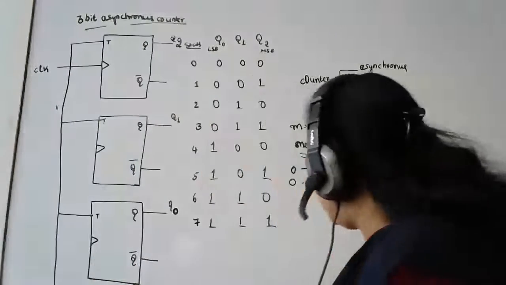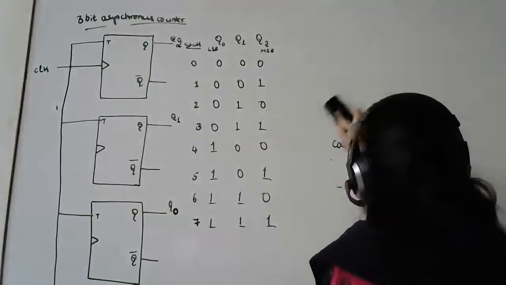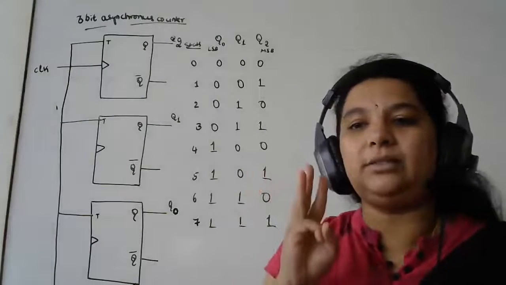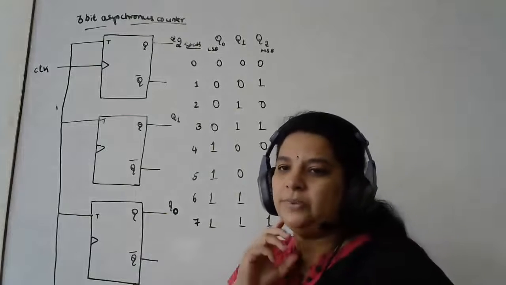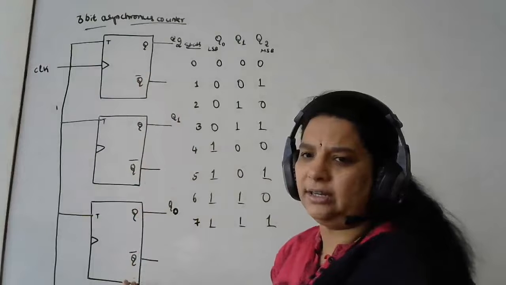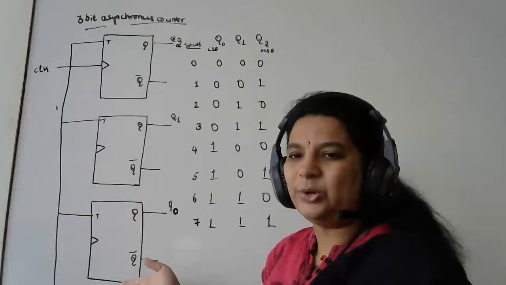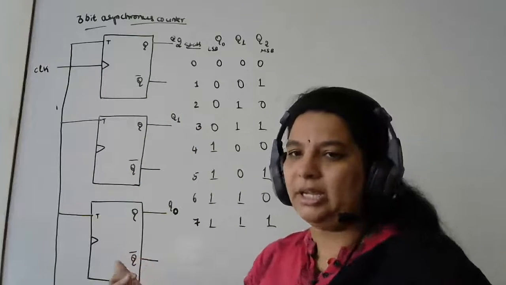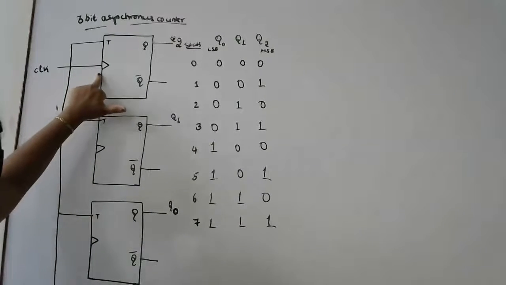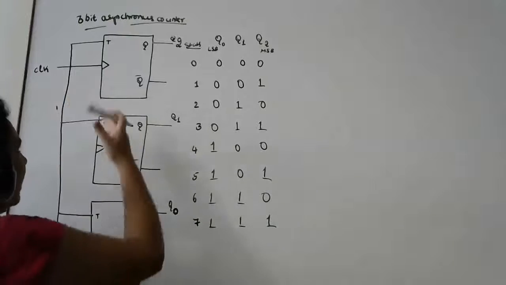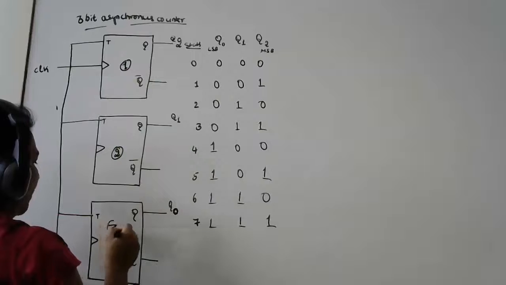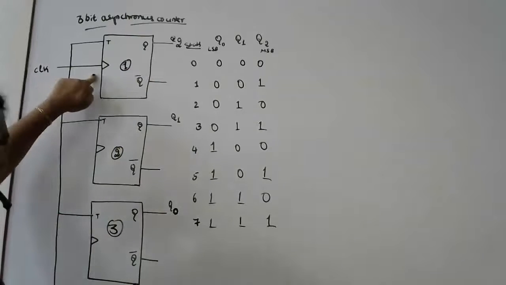So as I told you, I have taken a T flip-flop. And now, as I want to design a 3-bit asynchronous counter, I have taken 3 T flip-flops. Now, let us look at the design. I hope we have done this circuit in the last class also, but again I am repeating it to make you understand better. Okay, so I have applied a clock to the first flip-flop. So this is my flip-flop 1, this is 2, and this is 3. Okay. So I have given a clock here.